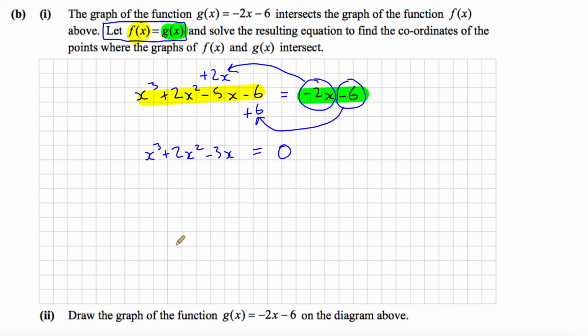Okay, so now I've got an equation that I need to solve. So it's not a quadratic, it's a cubic, but I can factorize x out of all of these terms. So that's what I'm going to do first.